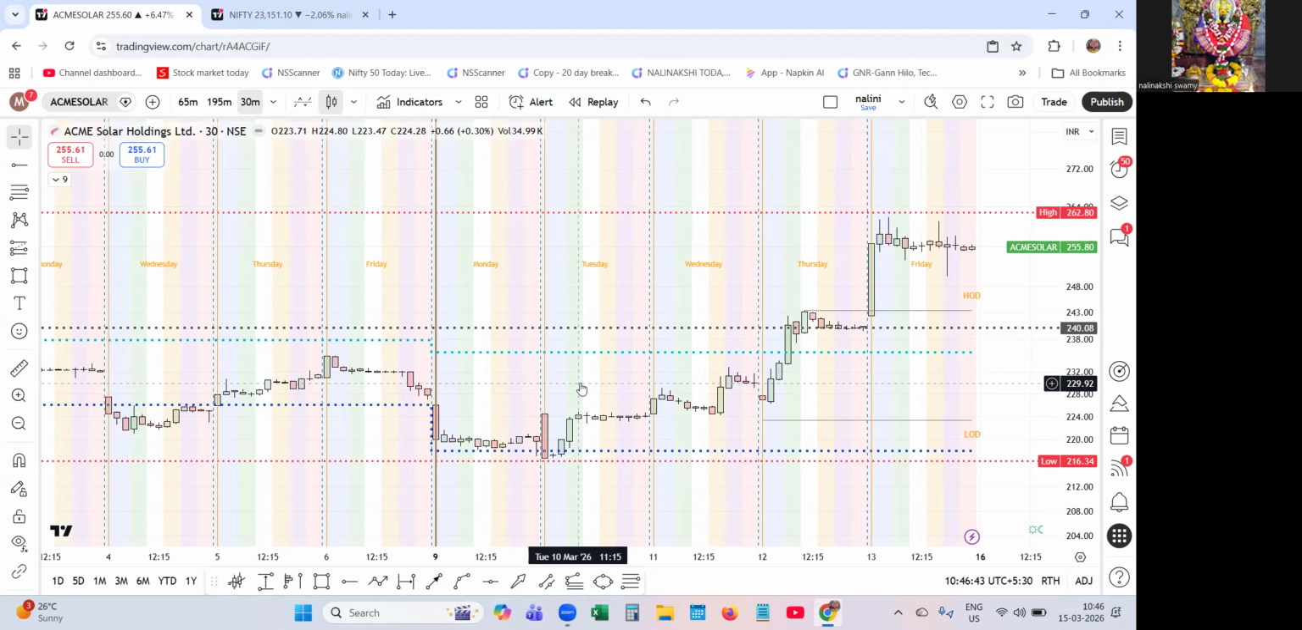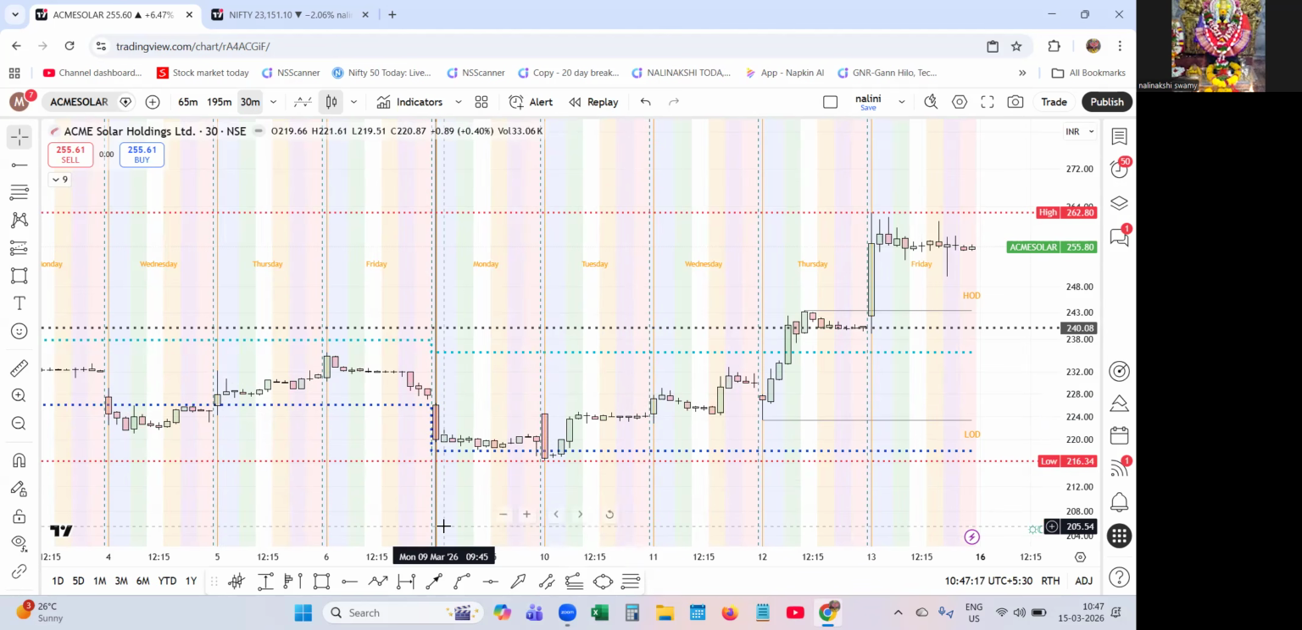The entire trading session is divided into 65-minute blocks starting from the market open. When you divide the day into 65-minute blocks, it clearly divides into 6 blocks. You can see over here 1, 2, 3, 4, 5, 6. For an entire day, you will get 6 blocks of 65 minutes.